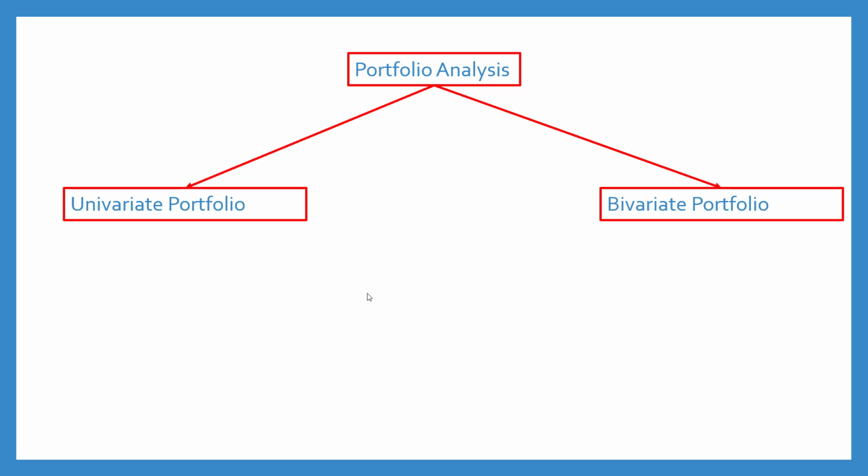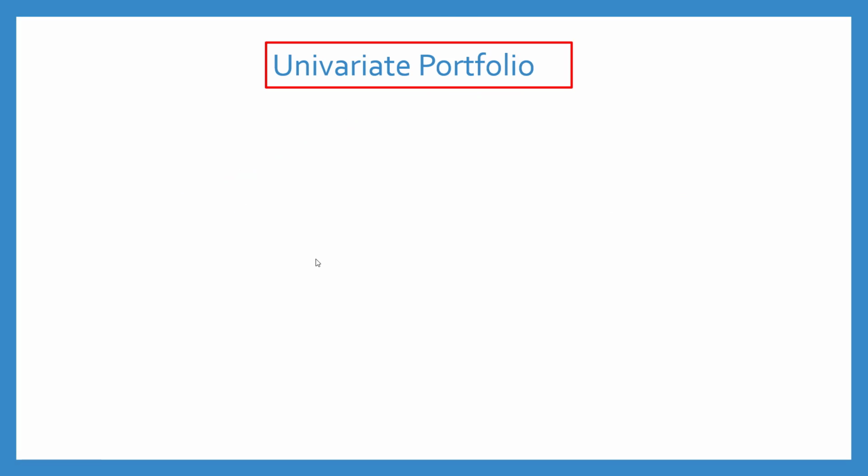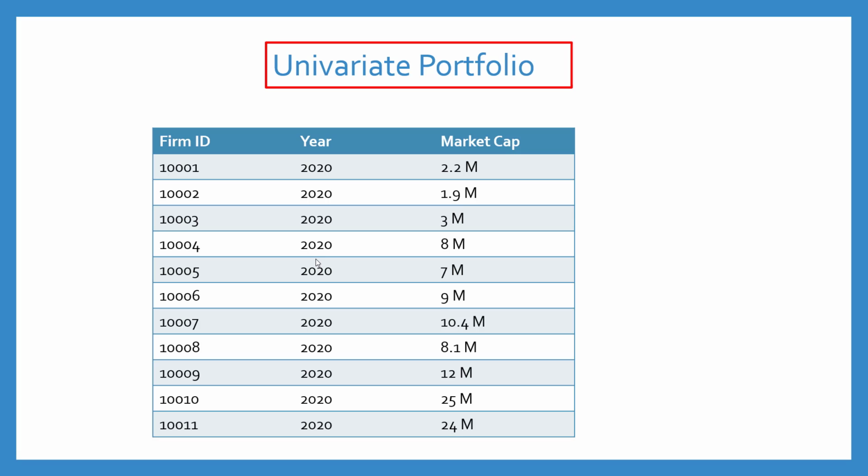Now, there are two types of portfolios. One is called the univariate portfolio, and the second is called the bivariate portfolio. First, we would like to discuss the univariate portfolio. As the name suggests, we just make portfolios based on a single variable. Let's say this is our example data set. Over here we have certain firms, around 11 firms, and we have just taken the data for 2020.